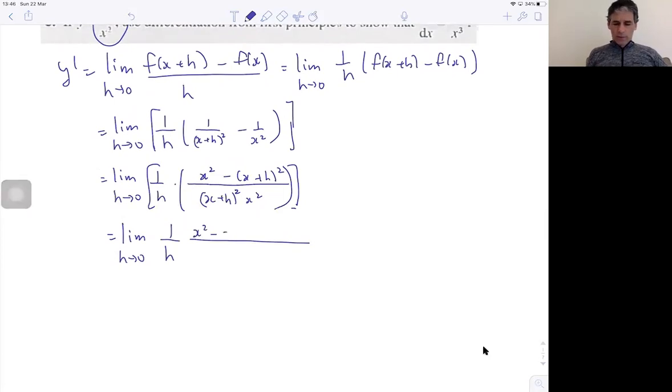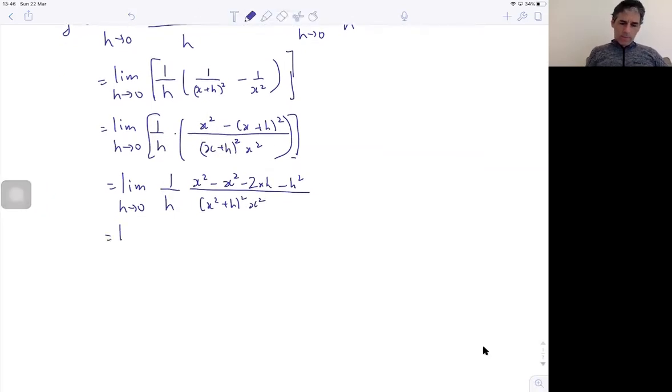So if I multiply this out, I'll get x squared minus 2xh minus x squared. The minus signs are coming from the fact that there's this negative sign here in front of the brackets. Okay? So now we have the limit as h goes to 0 of 1 over h, and like I said, these x squared terms cancel out.